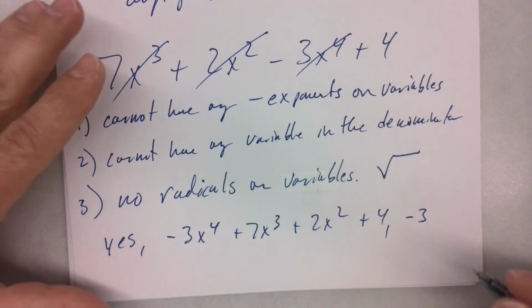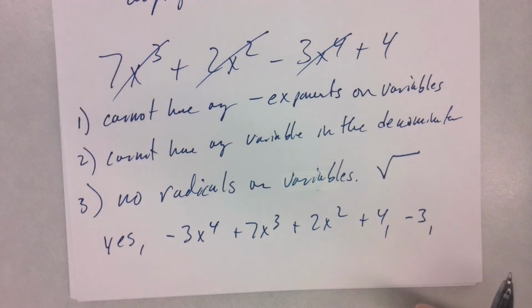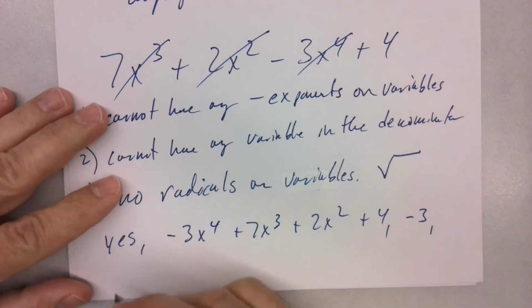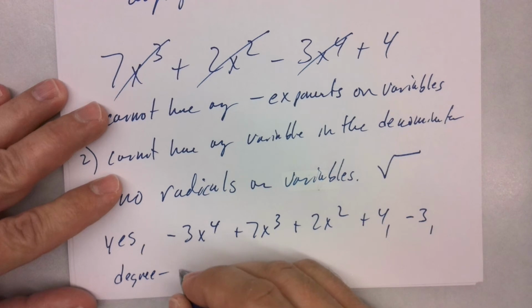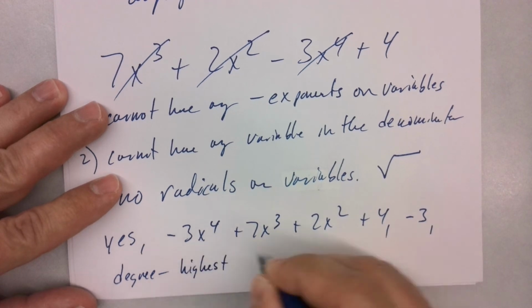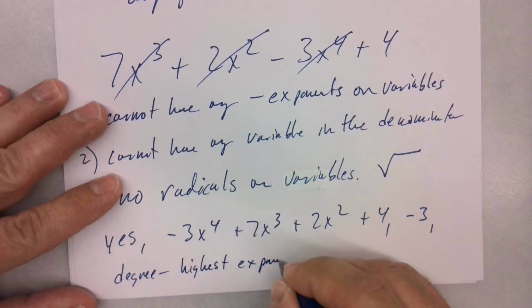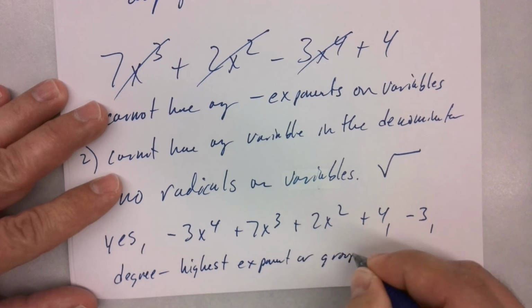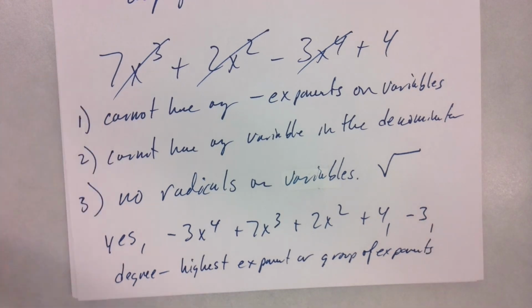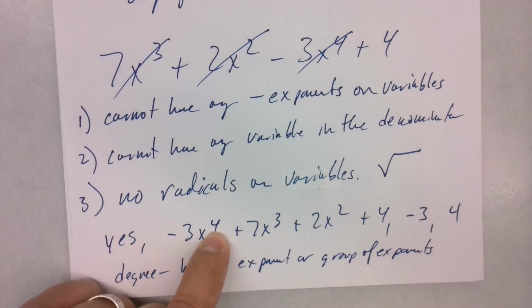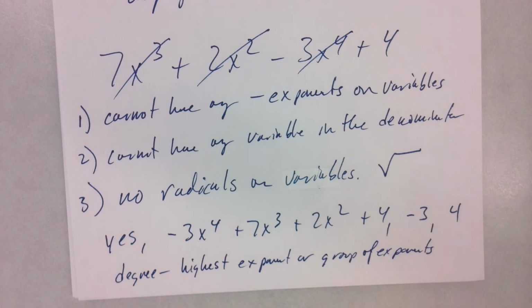Okay? And then the last thing they're going to ask you for is what is known as degree. You probably ought to write this down. Degree is the highest exponent or group of exponents. In this one, I just have one, and that's going to be my 4. This would be what's called a 4th degree polynomial.